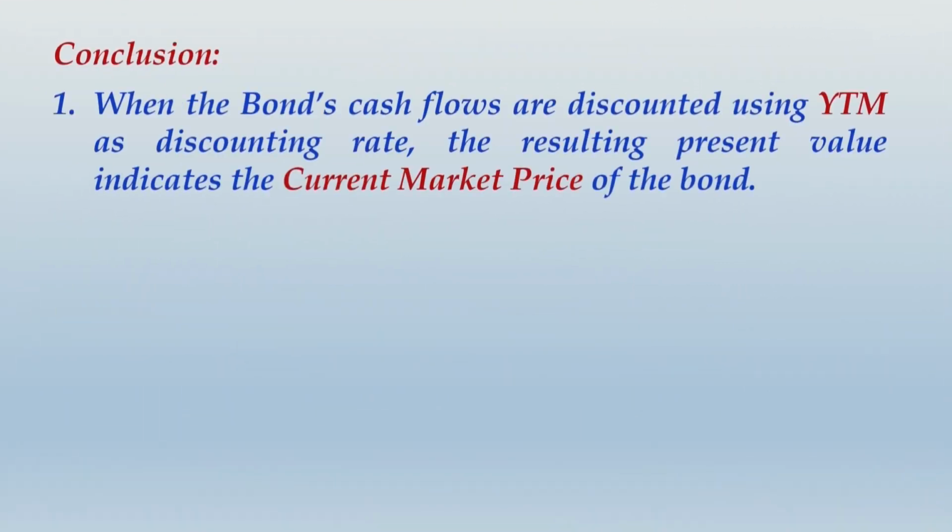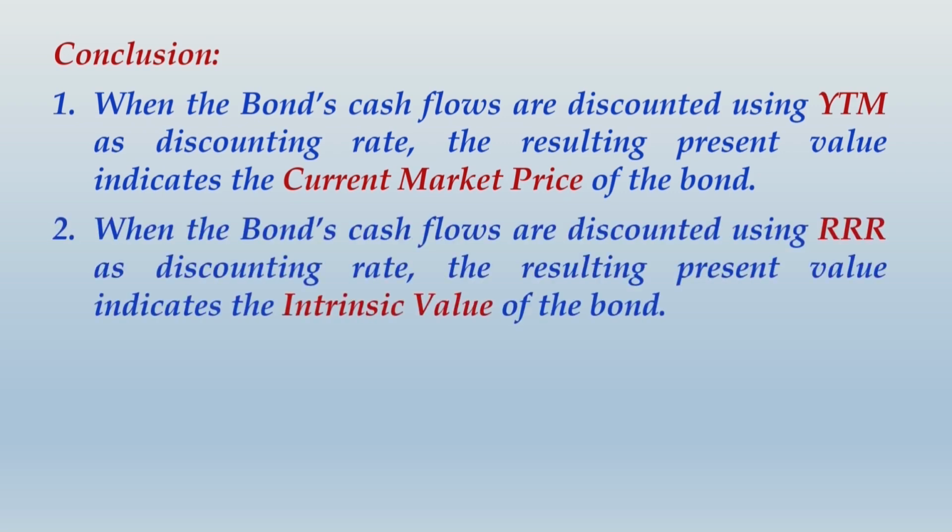of conclusion, where we would say when the bond's cash flows are discounted using YTM as discounting rate, the resulting present value indicates current market price of the bond, and when the bond's cash flows are discounted using RRR as discounting rate, the resulting present value indicates the intrinsic value of the bond.